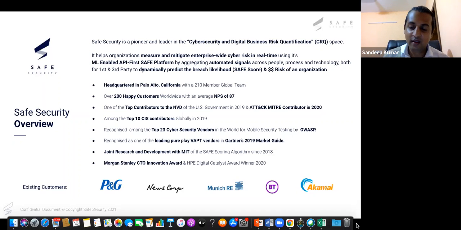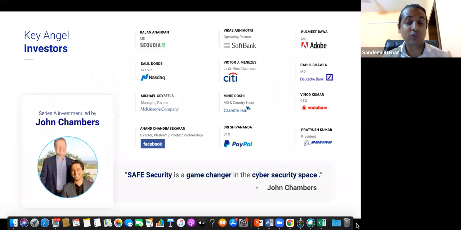Now, not only has the security community recognized us for the work that we've been doing, we've also been recognized by some eminent personalities. In fact, our Series C investment was led by Mr. John Chambers, the ex-CEO and chairman of Cisco. And it's with immense pride that I share that John believes Safe Security is going to be a game changer in the cybersecurity space in the years to come.